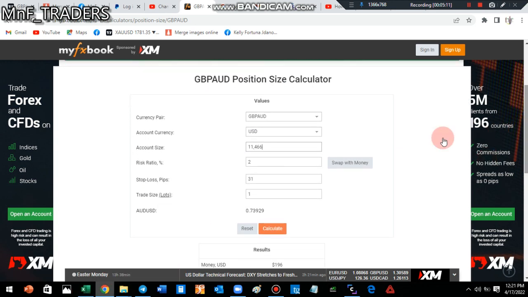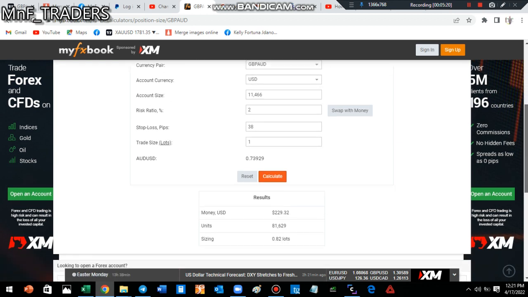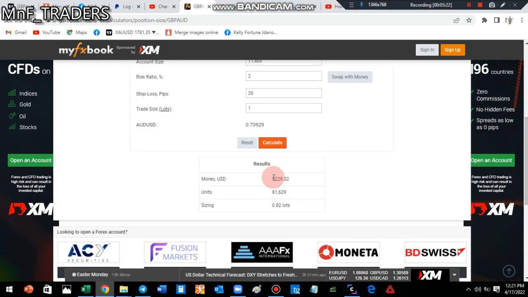Still, I'm going to stick to my 2% risk. However, my stop loss is now at 38 pips. Therefore, it's going to give me a different number right here. You can see right here that my risk has increased, and my lot size has also reduced, okay, because the stop loss has been increased, right?